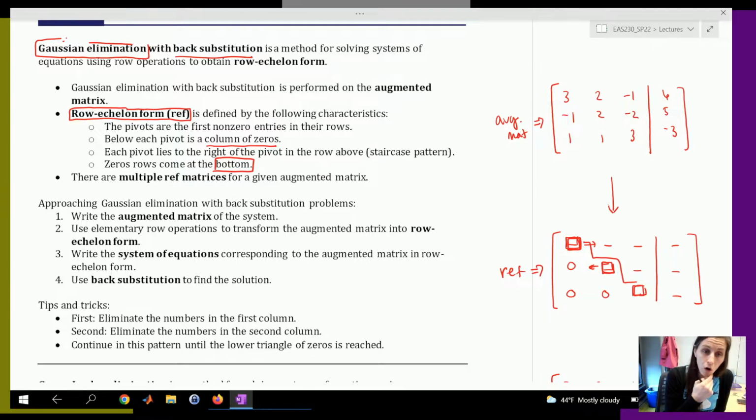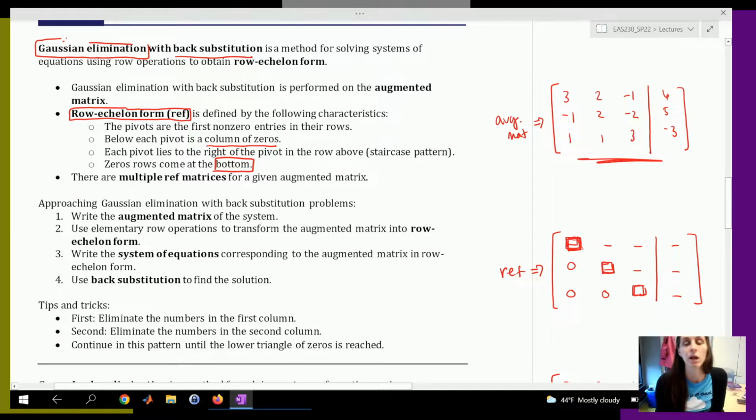As a note, there are multiple REF matrices. There are multiple row echelon form matrices for a given system. So for this augmented matrix, I can have different REF matrices depending on what row operations you apply. But as long as we have this lower triangle of zeros here, where each pivot is on top of a column of zeros, and each pivot keeps going that way or this way, then we still have REF. But there are multiple REF matrices.